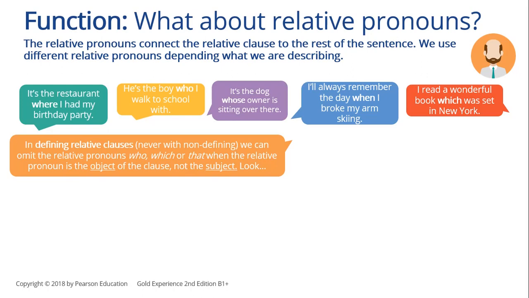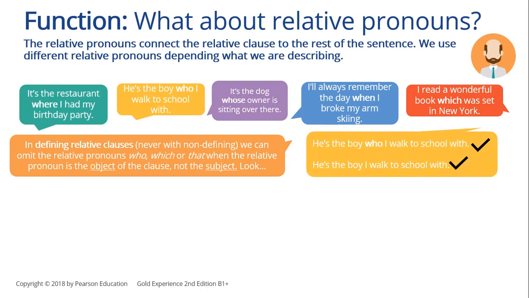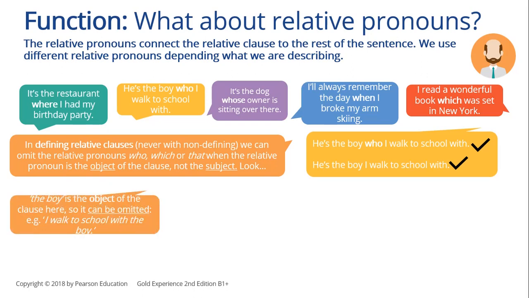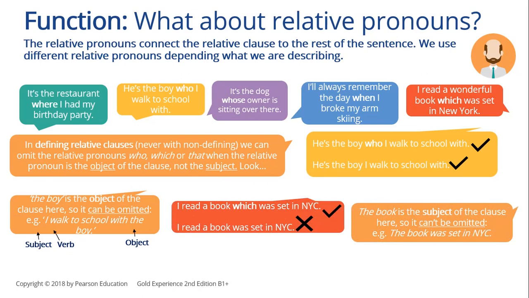In defining relative clauses, never with non-defining, we can omit the relative pronoun who, which, or that when the relative pronoun is the object of the clause, not the subject. Look. He's the boy who I walk to school with. He's the boy I walk to school with. The boy is the object of the clause here, so it can be omitted. I walk to school with the boy. I read a book which was set in New York City. I read a book was set in New York City? Nah. The book is the subject of the clause here, so it can't be omitted. The book was set in New York City.